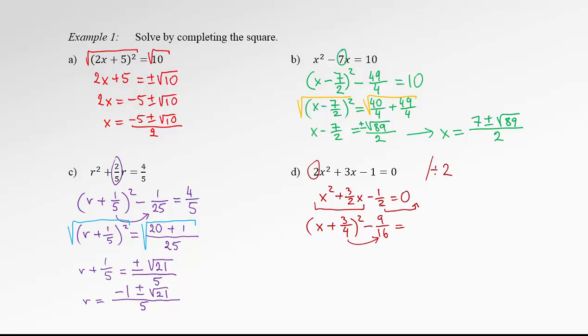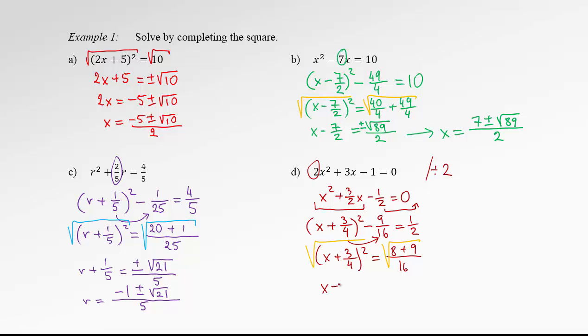Carry on. The 1/2 could be written on the right as a positive 1/2. And now we know what to do. Bring the 9/16 to the right, combine it with 1/2. So we'll have x plus 3/4 squared equals, if we change 1/2 to sixteenths, the 1 becomes 8, and the -9 becomes +9. Now we're ready to take the square root on both sides.